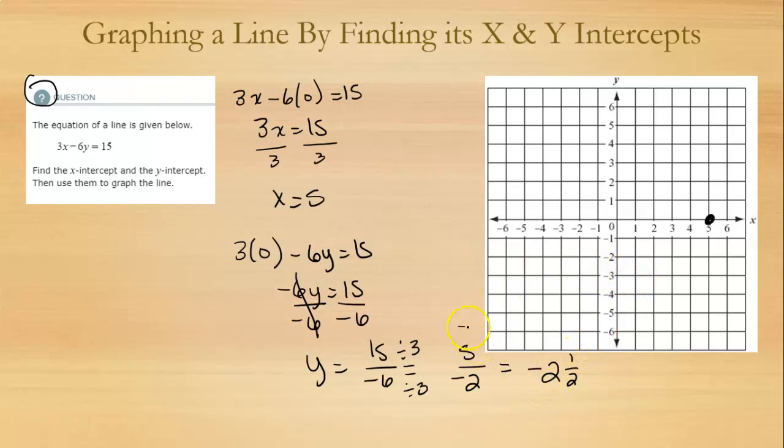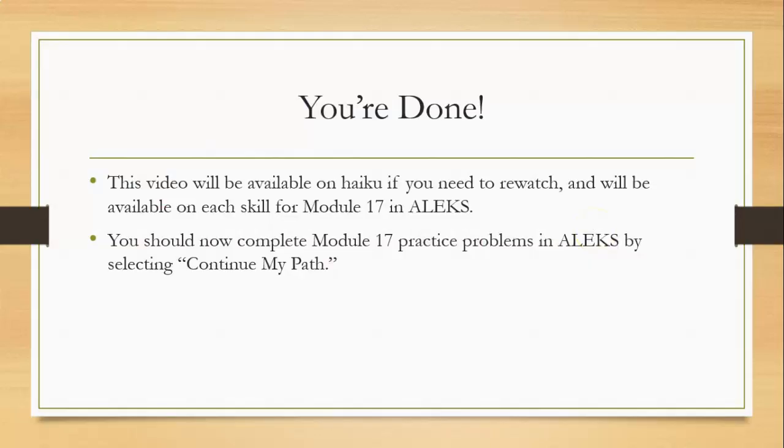Don't freak out when you get these fractional numbers for your x and y intercepts. I can put negative 2 and a half on the y-axis. I just go down 2, and then I go halfway in between negative 2 and negative 3 and put a dot. Connect those with a line, and that's it. So you don't have to have whole numbers for x and y intercepts, but you usually will on these. And you're done.